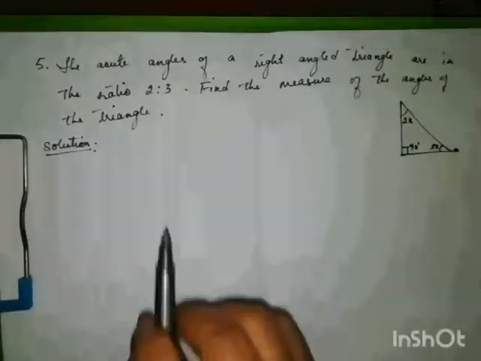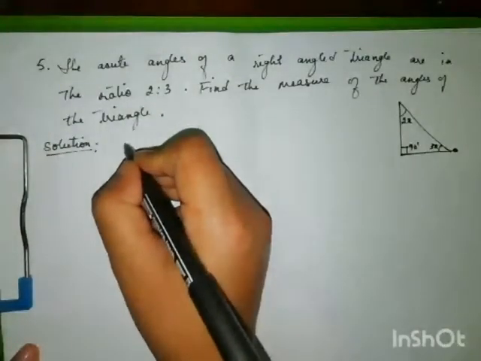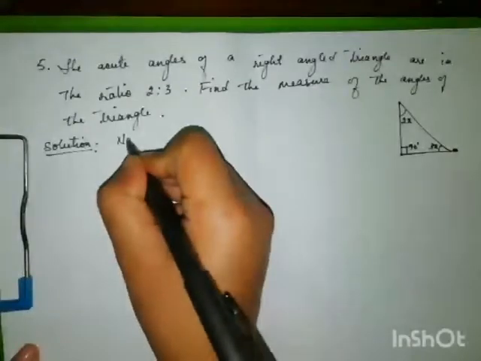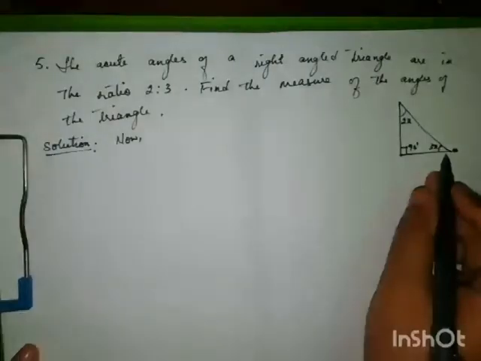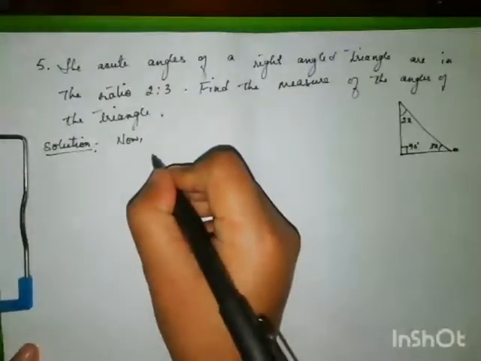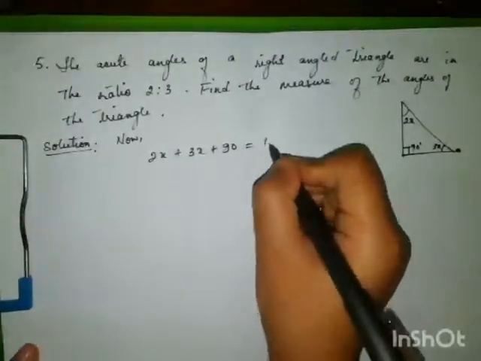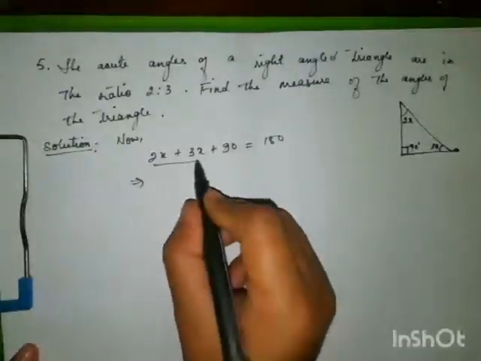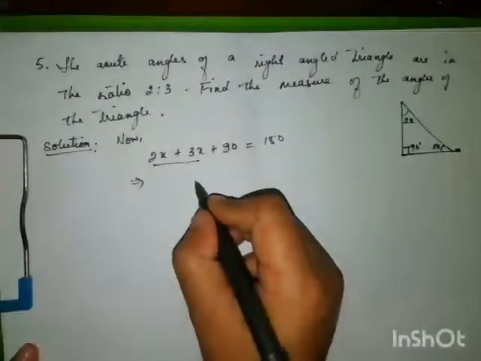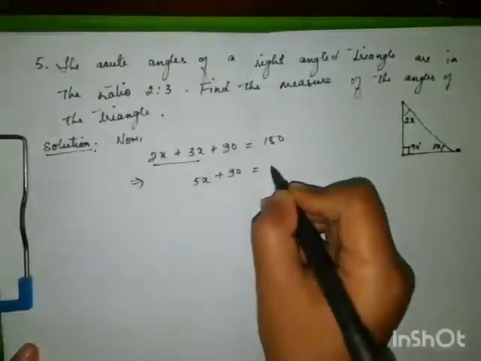Now we are going to find the measure of the angles of the triangle. The sum of angles of a triangle is always equal to 180 degree, so 2x plus 3x plus 90 equal to 180, which implies 2x plus 3x is 5x, plus 90 equal to 180.